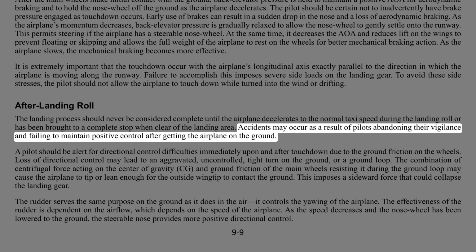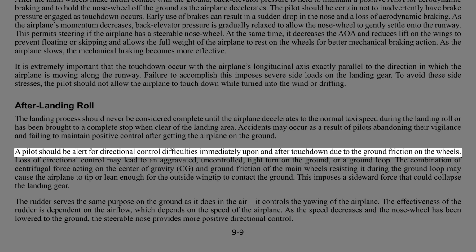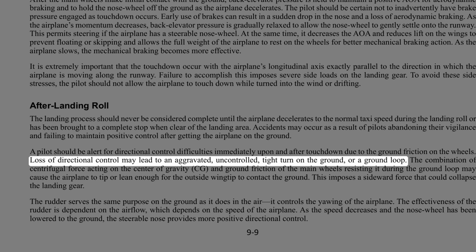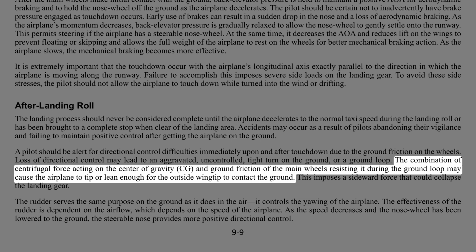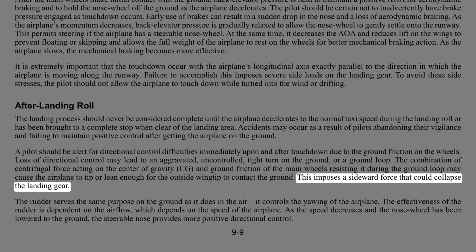Accidents may occur as a result of pilots abandoning their vigilance and failing to maintain positive control after getting the airplane on the ground. A pilot should be alert for directional control difficulties immediately upon and after touchdown due to the ground friction on the wheels. Loss of directional control may lead to an aggravated, uncontrolled, tight turn on the ground, or a ground loop. The combination of centrifugal force acting on the center of gravity, CG, and ground friction of the main wheels resisting it during the ground loop may cause the airplane to tip or lean enough for the outside wingtip to contact the ground. This imposes a sideward force that could collapse the landing gear.